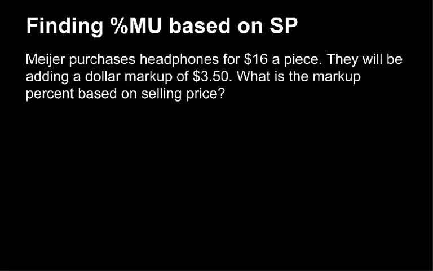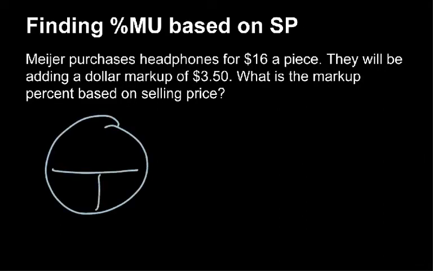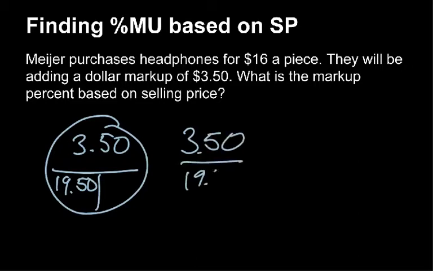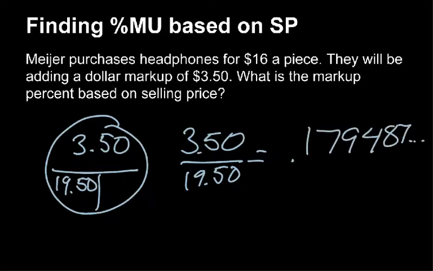In a similar example, we have Meyer purchasing headphones for $16 a piece. They'll be adding a dollar markup of $3.50. What is the markup percent based on selling price? So again, we're going to find the markup percent. So we know our dollar markup is $3.50. Our selling price is the 16 plus the 3.50, or 19.50. If we divide that out, 3.50 divided by 19.50, we get 0.179487, and so on.